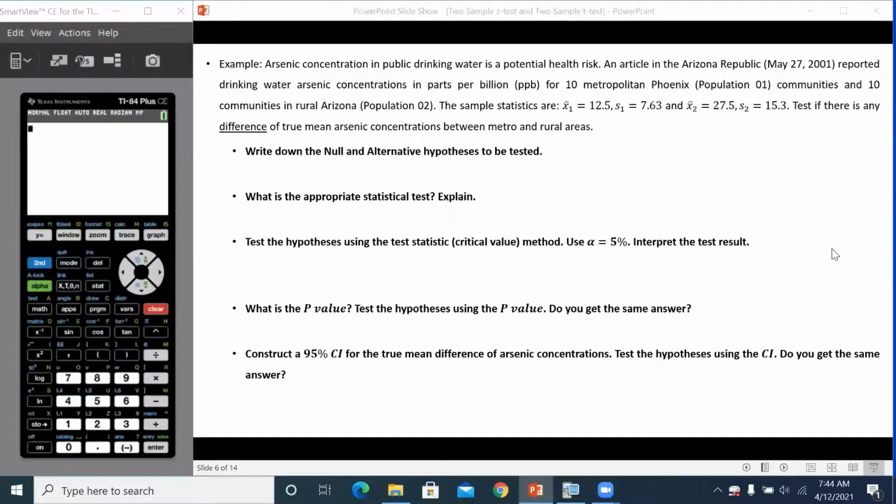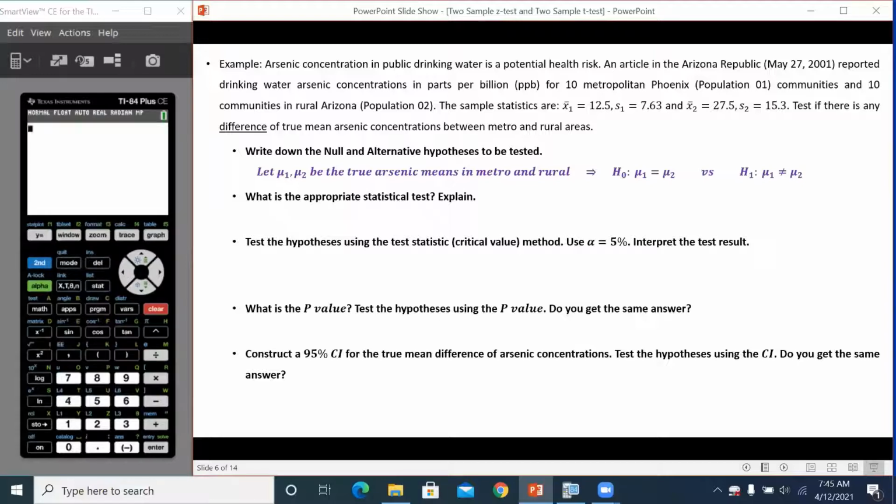The first question is, write down the null and the alternative hypothesis to be tested. We will let mu1 and mu2 be the true mean arsenic levels in metro and rural. According to the keyword underlined, difference, we have to see if there is any difference between the two means. The null hypothesis H0 is mu1 equals mu2. The alternative hypothesis H1 is mu1 is not equal to mu2.